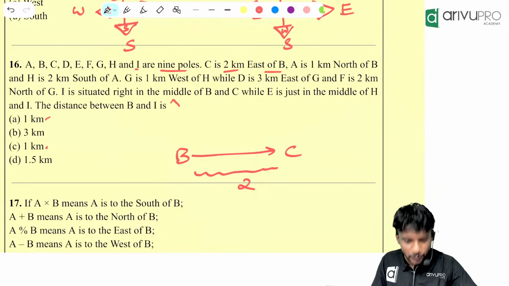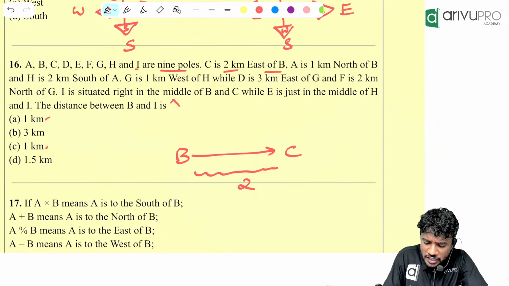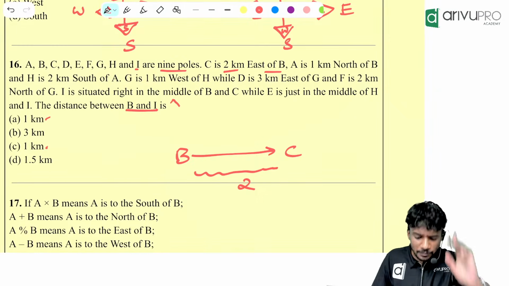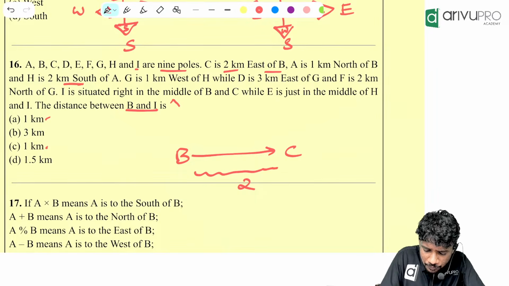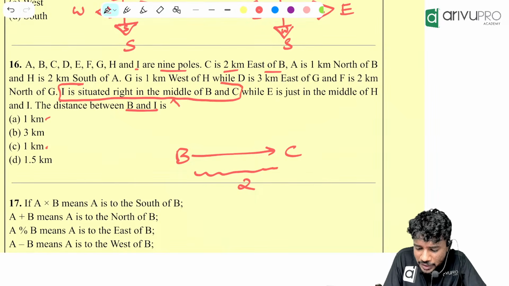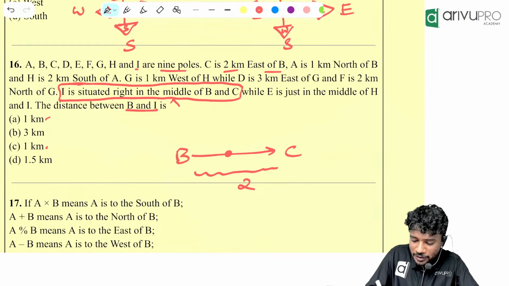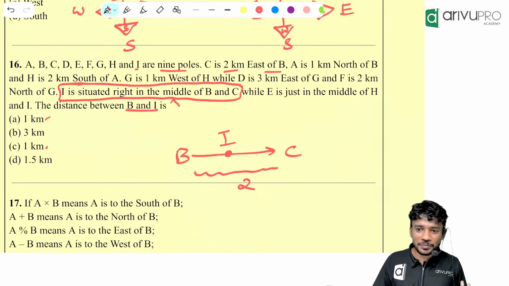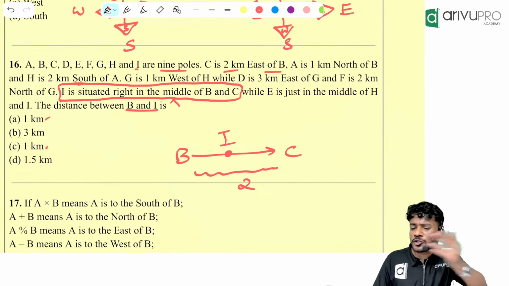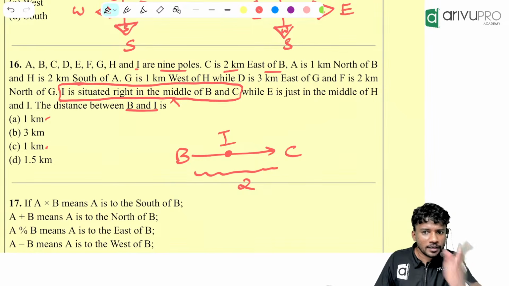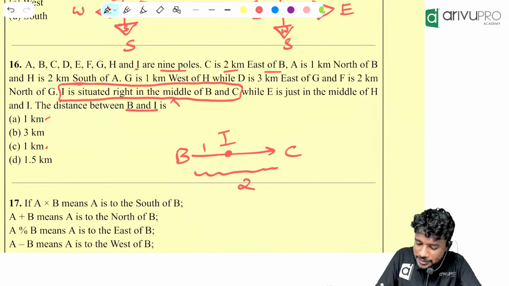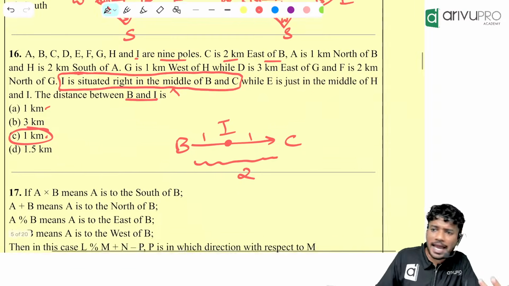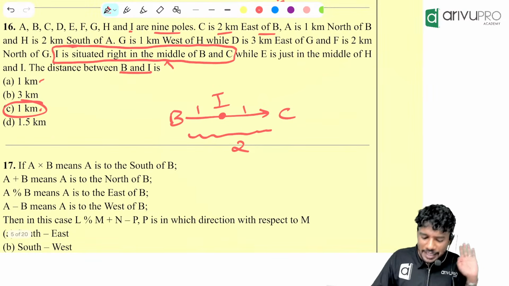Okay. Then one question they are asking is the distance between B and I. We just require one more person. Who is that person? I. Now tell me, what is told about I? I is situated just in the middle of B and C. Even though everything is there, we only require two statements from that and go for the answer. If I cut 2 into half, one half will be 1, another half will be 1. So what is the distance between B and I? 1 kilometer. If you mark either of the options, you are going to get the answer correct. Okay, 1 kilometer is our answer.